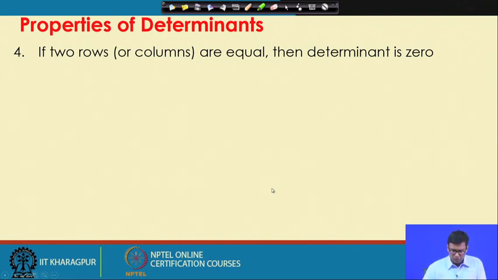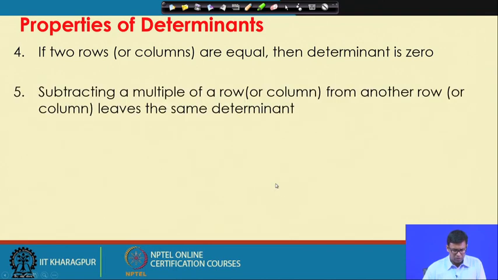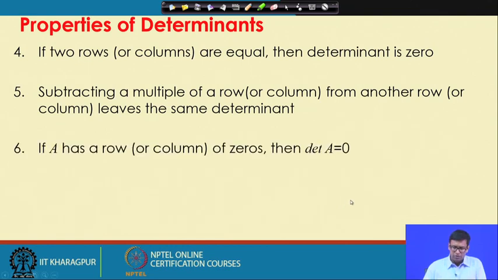So this is like a linear combination. Subtracting a multiple of a row from another row leaves the same determinant. So, it is like taking a linear combination of one row or multiple rows and adding it to another row or column, which gives the same determinant. If A has a row of zeros, then the determinant is 0.